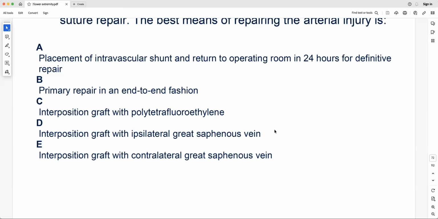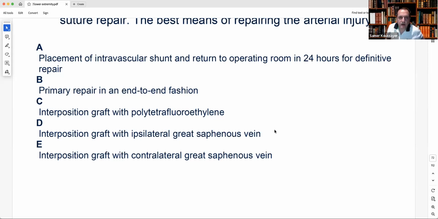We'll see the last one. Interposition graft with contralateral great saphenous vein. I think E will be the right answer because the vein in the same leg is already affected in the femoral. Even if it's a small repair, we don't want to compromise the venous in the same leg. So I think E is the right answer.